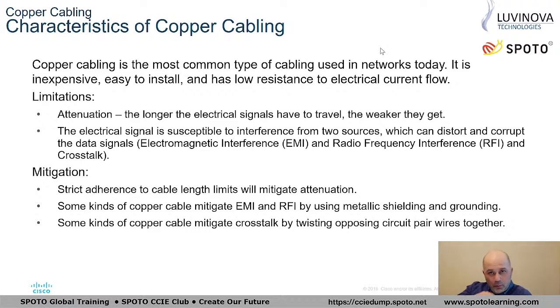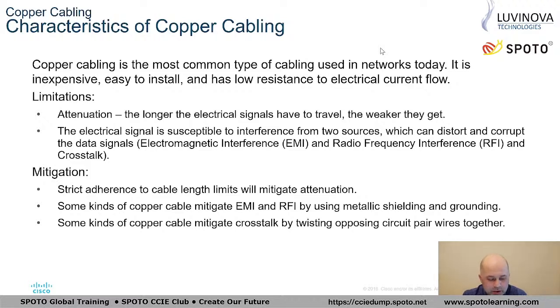Attenuation: the longer the cable, the weaker the electrical signal is. That's why over very large distances, in a wide area network, we're not using copper cabling. We're using fiber optics. Also, the electrical signal is susceptible to interference from two sources, which can distort or corrupt the data signal. One is EMI, electromagnetic interference, and the other is RFI, radio frequency interference. Those cables are affected by that, and the signal can be distorted.